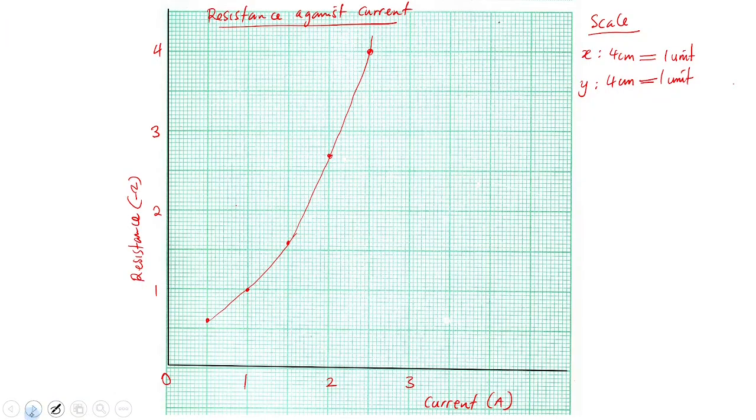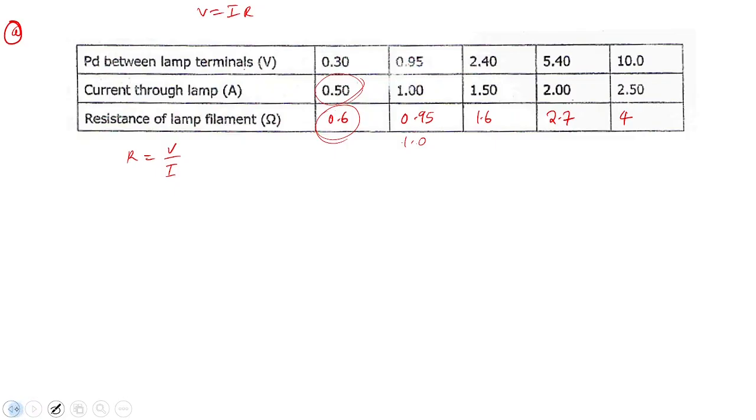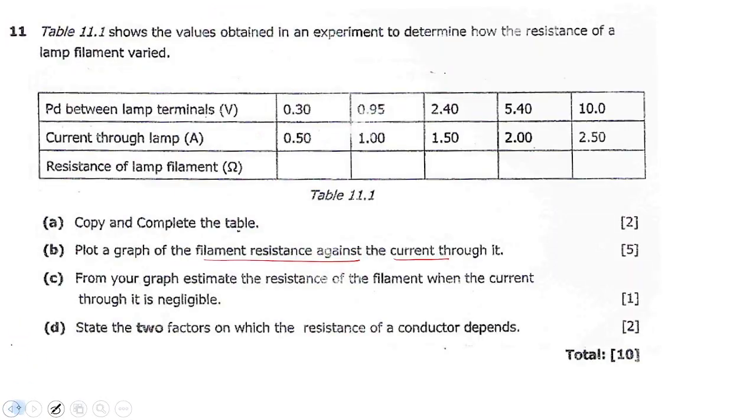So here, where am I answering from? Let me answer it from here. This is D. Oh, I skipped this one. So from C, from your graph, estimate the resistance of the filament when the current through it is negligible.